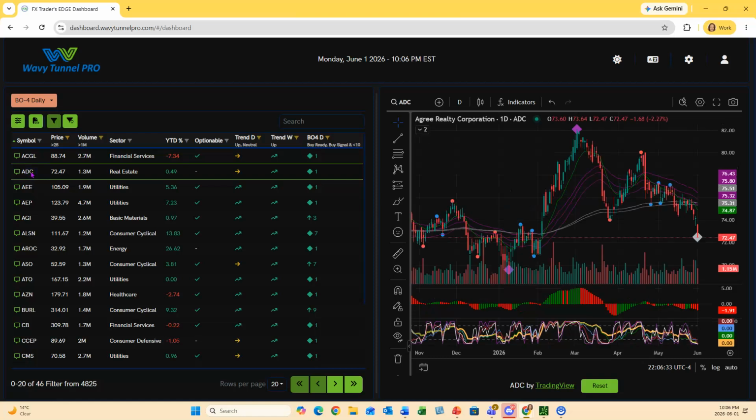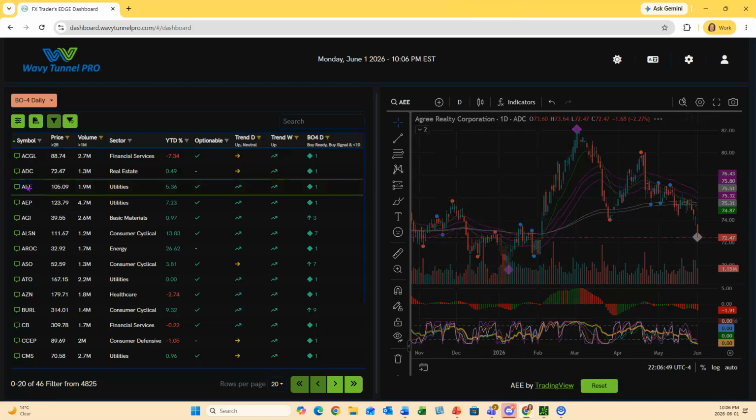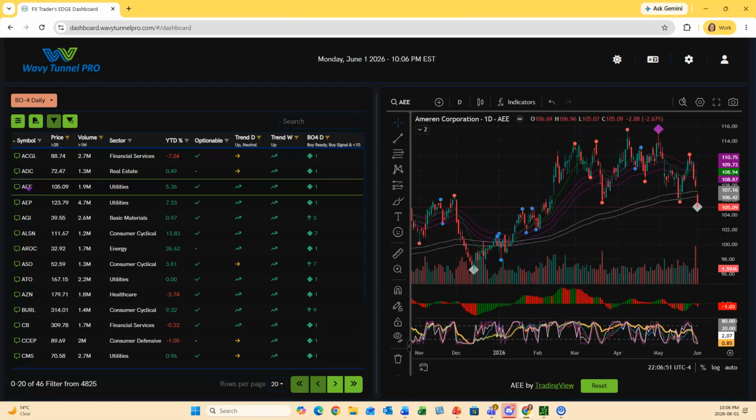Okay, Agree Realty Corporation. I'm not so fussed about this either because we didn't spend a whole lot of time in an uptrend before we had this correction. So this whole area right here is corrective to me. I want to see an ideal setup. Okay, this is more like an ideal setup.